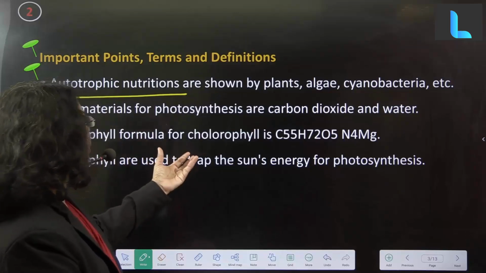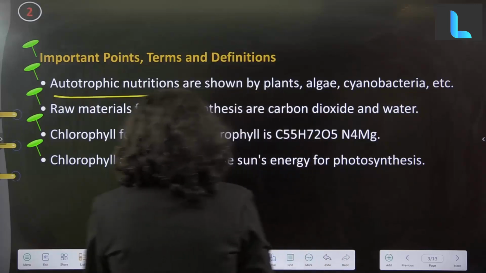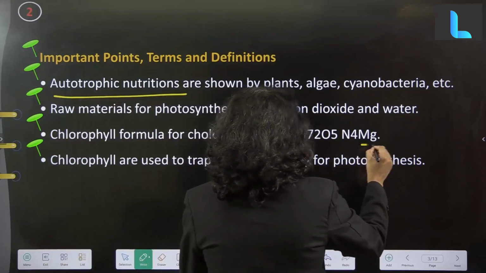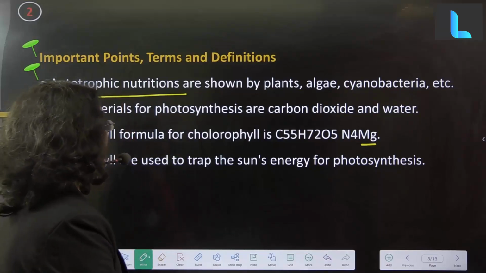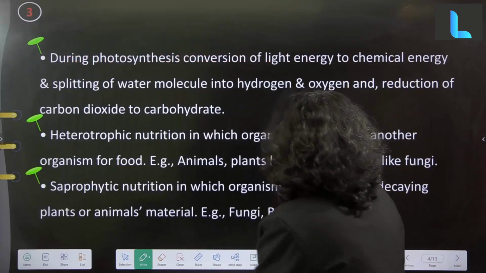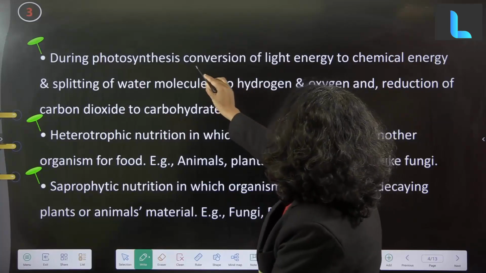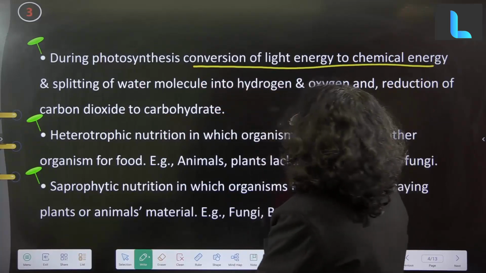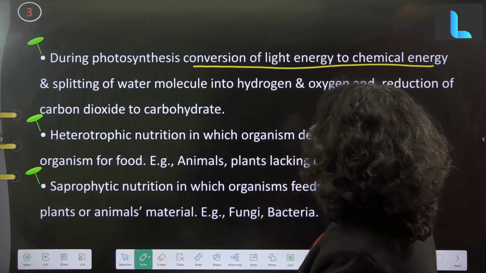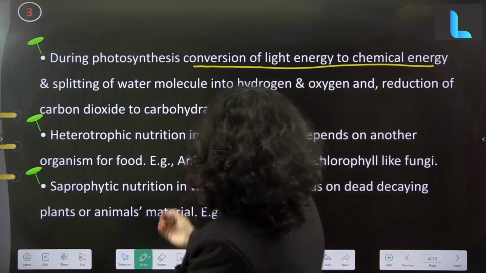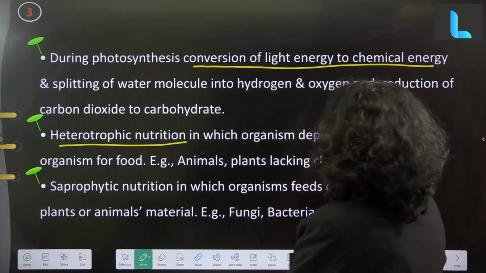Then the formula of chlorophyll is C55H72O5N4Mg. Along with carbon, hydrogen and nitrogen, Mg is the important element here. Chlorophylls are used to trap the sun's energy for photosynthesis. During photosynthesis, light energy is converted to chemical energy, water is split into hydrogen and oxygen, and carbon dioxide is reduced to carbohydrates.